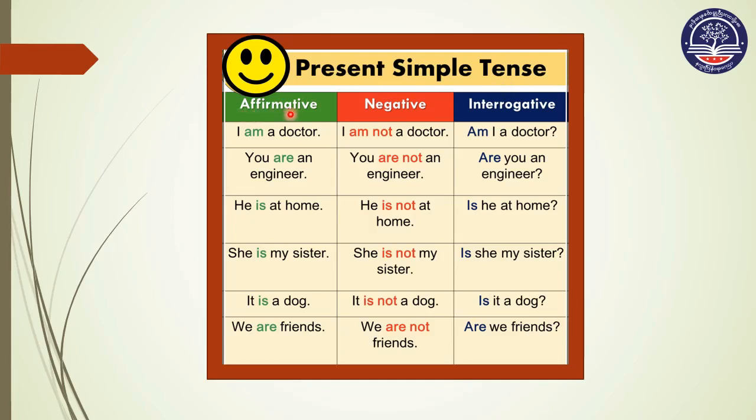I am a doctor. So make sure that you're looking at the present simple tense in the green. I am a doctor. Negative, I am not a doctor. And the question form, am I a doctor?